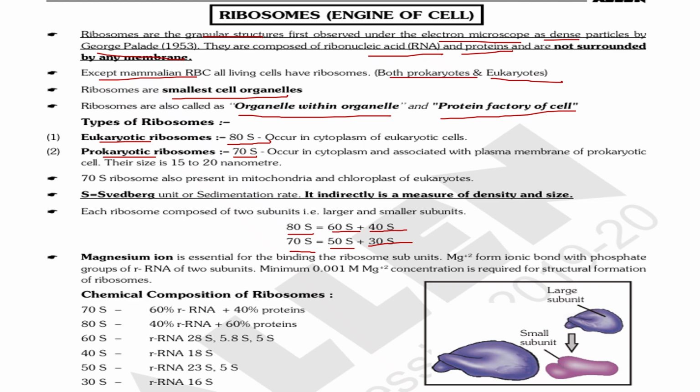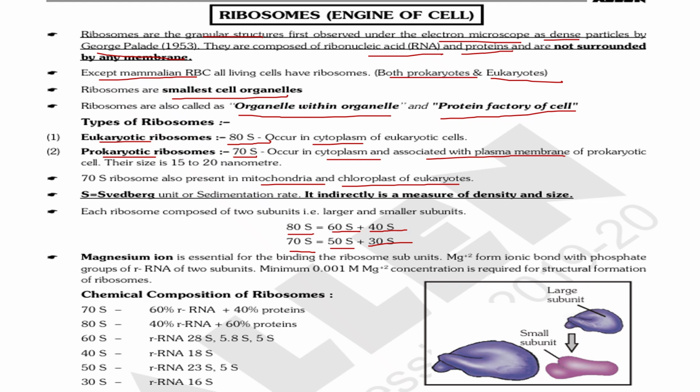In eukaryotic cell, ribosome is present in the cytoplasm. In prokaryotic cell, ribosome is present in the cytoplasm as well as it is associated with plasma membrane. 70S ribosome is also present in mitochondria as well as chloroplast of eukaryotes.